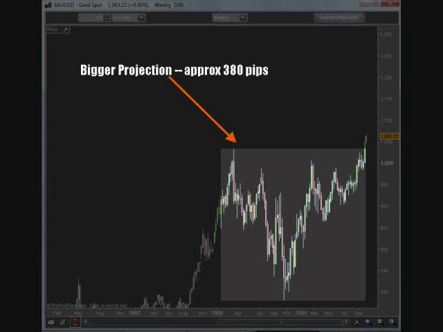But if you want to go from 1040, I believe it was, or 1030, around there, the high reached in March of 2008, all the way back to the low in the second half of 2008, that's a 380 pip move. We could tack that on to 1040 or so, and we see that gold could be breaking 1400 based on that projection.